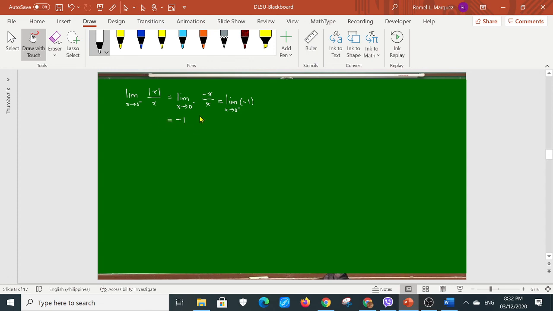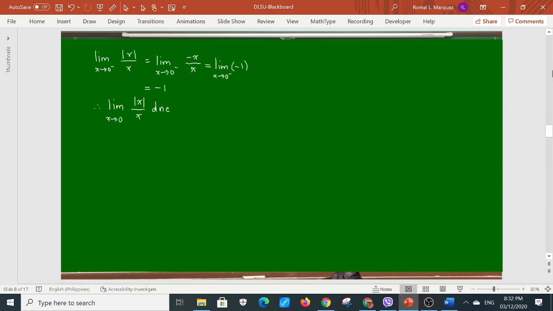Is the limit from the right equal to the limit from the left? No. 1 before, negative 1 now. Therefore, what is our conclusion if you're asked the limit as x approaches 0 of absolute value of x over x? Does not exist. Because the limit from the left and the limit from the right are not equal, although they both exist. So yan yung may jump, yung jump dati natin pag ginraph. Okay, guys?